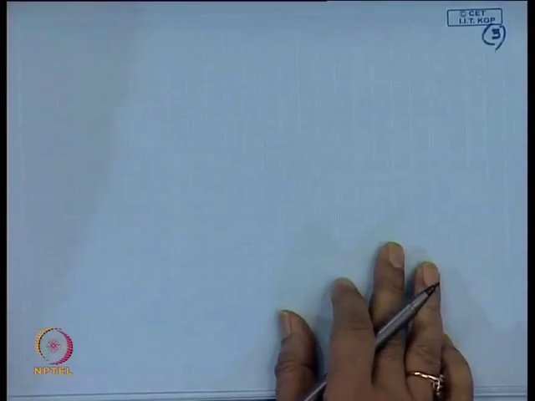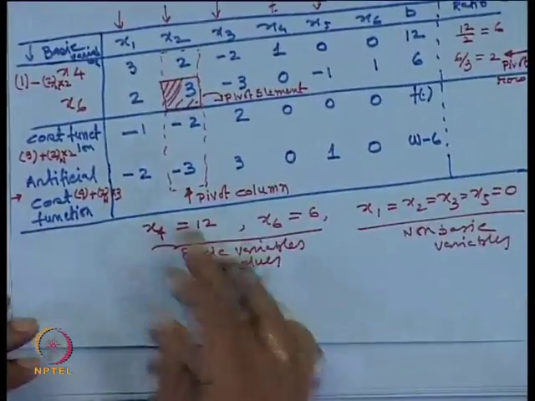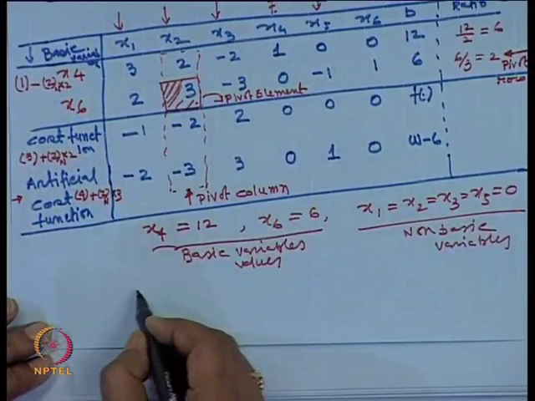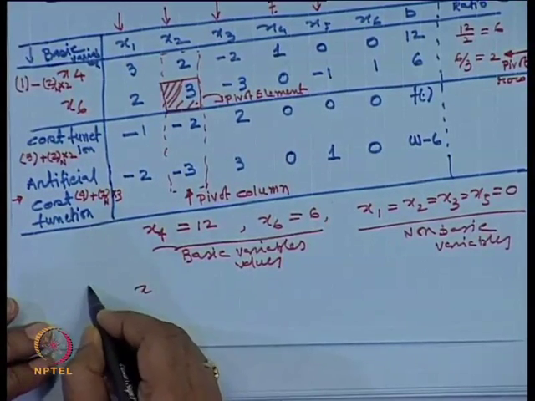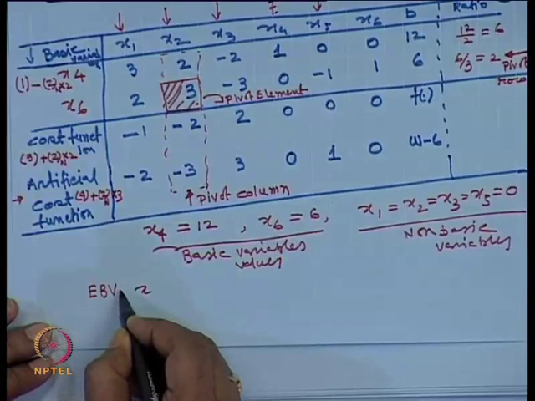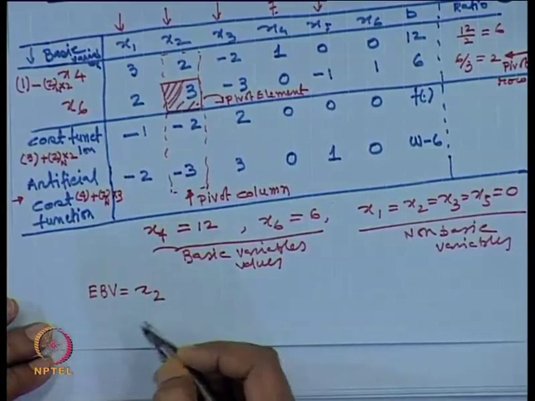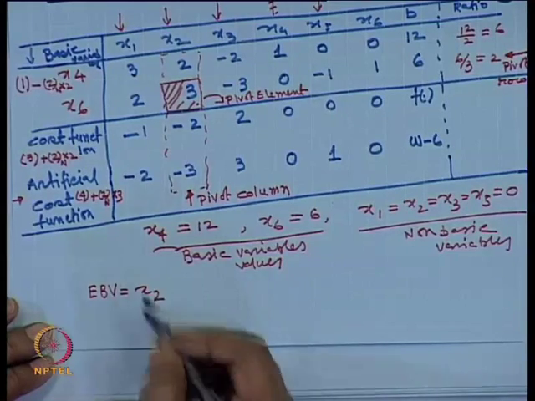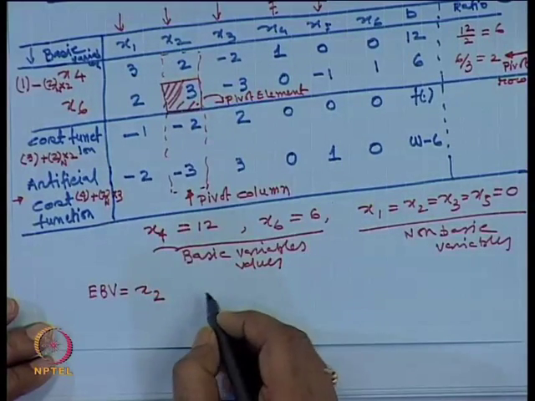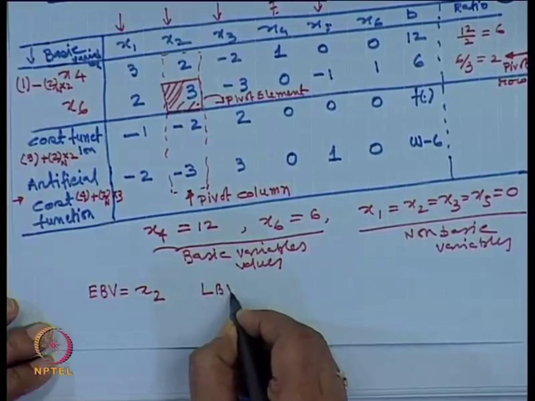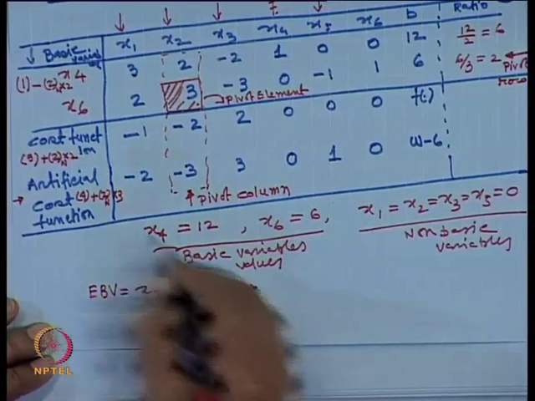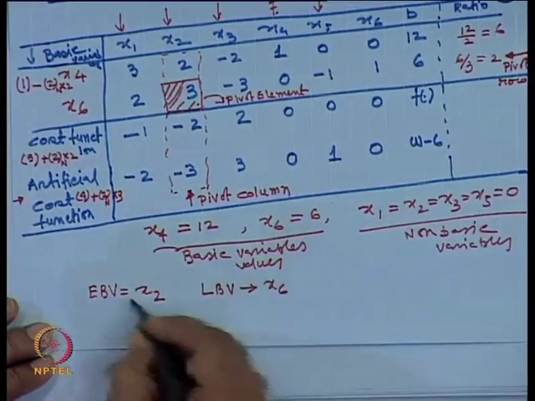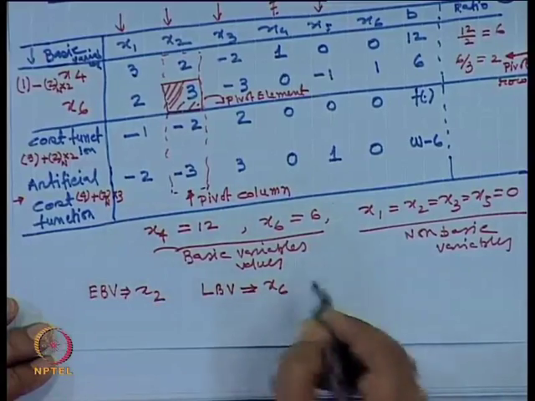So, with this pivot element selection, the entering basic variable is our x2, agree, and the leaving basic variable is your x6. So, now you will see the table, table 2.